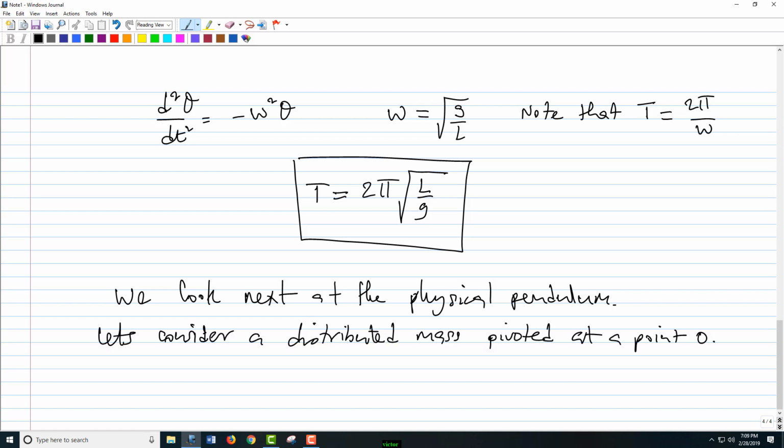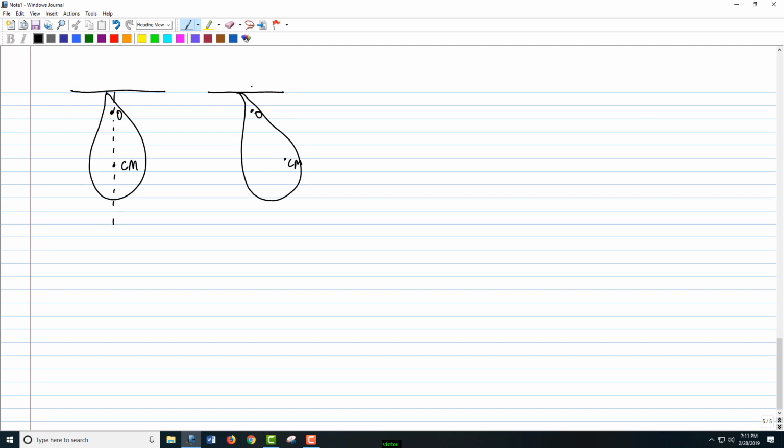Okay, I will now draw a diagram of the physical pendulum, and I'll try to keep it simple. So let's consider a mass that is pivoted at a certain point O. The center of mass is somewhere here. Let's write that as CM. If that mass is now swung like that, the center of mass is now going to be this way. So the broken line here will represent the equilibrium position. Let's say the distance from the pivot point to the center of mass is d.